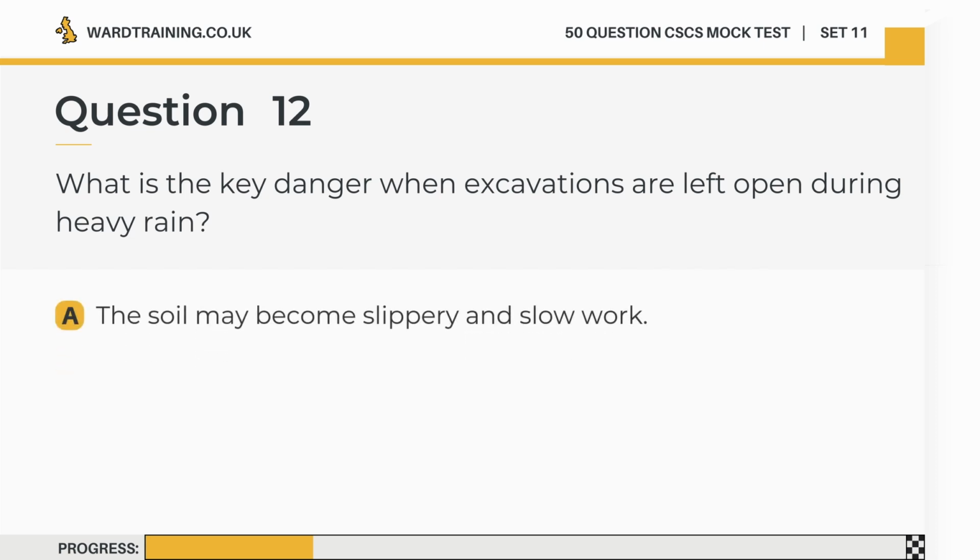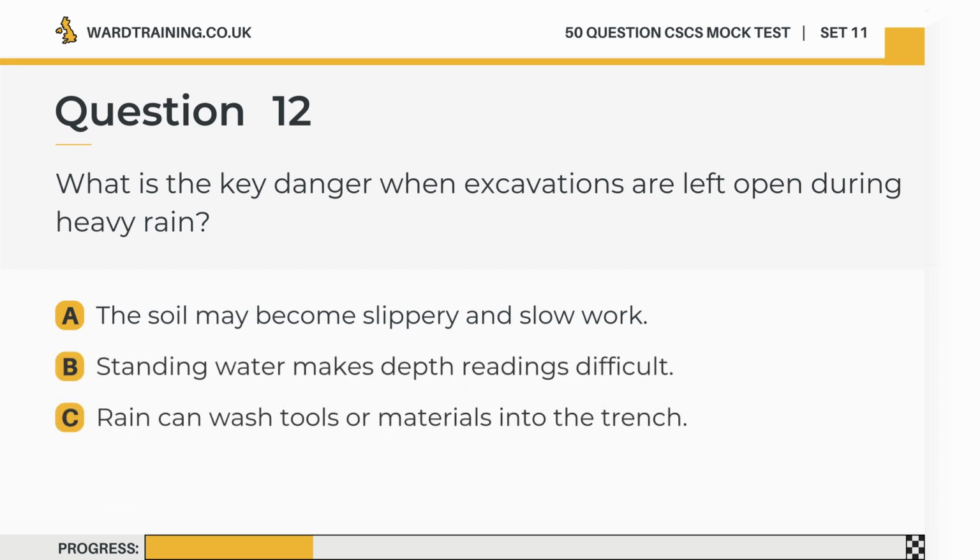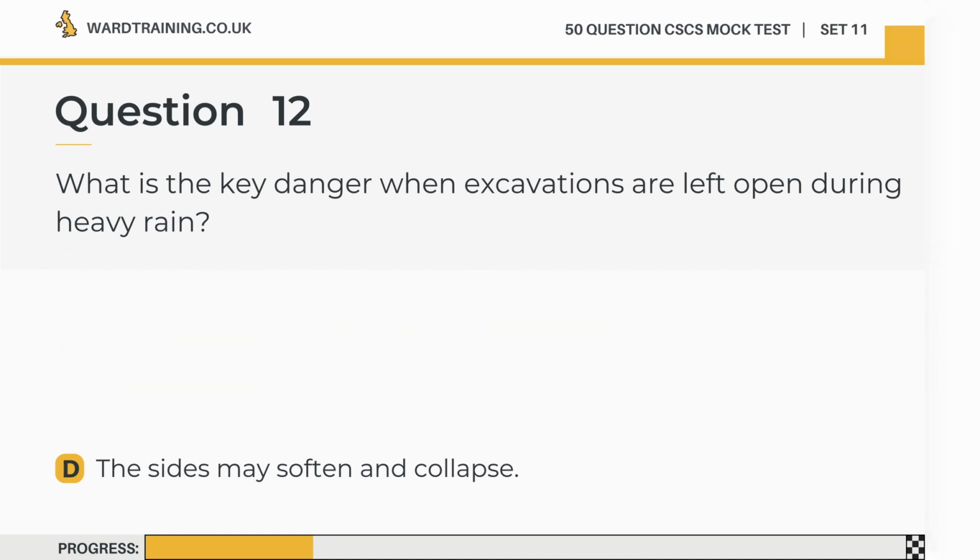A. The soil may become slippery and slow work. B. Standing water makes depth readings difficult. C. Rain can wash tools or materials into the trench. D. The sides may soften and collapse. The correct answer is D. The sides may soften and collapse.